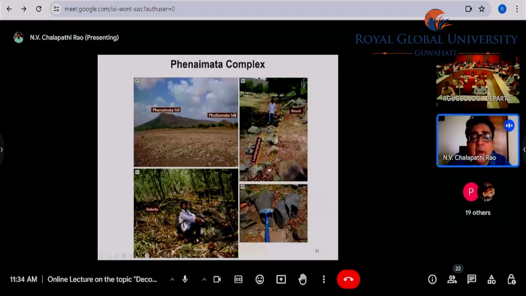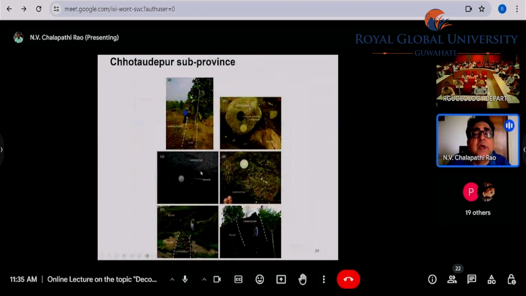Again, this is my student, who is sitting, Samarendra Sahu, who is now in GSI Shillong. He did his PhD in this area.